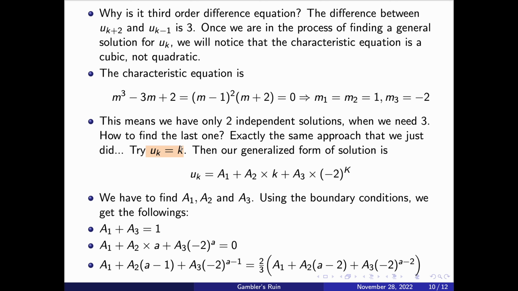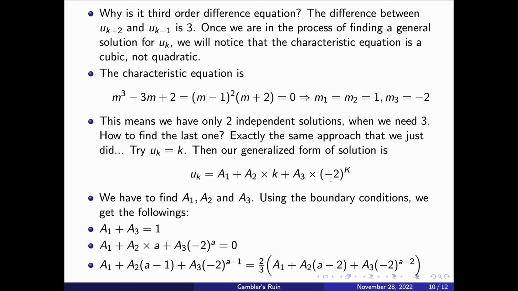So this one works, and you get something like this. We have a1 times 1 raised to the power of k, but 1 raised to the power of k is still 1, so we have a1 by itself. We have a2 times k, and that is coming from this guy. And then we have plus a3 times negative 2 raised to the power of k. Now we do have to find a1, a2, and a3. So that's why we have 3 boundary conditions. Otherwise, you cannot solve this equation.